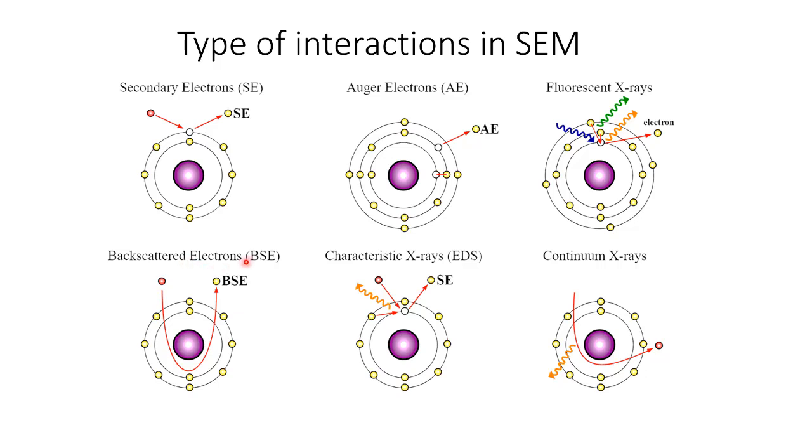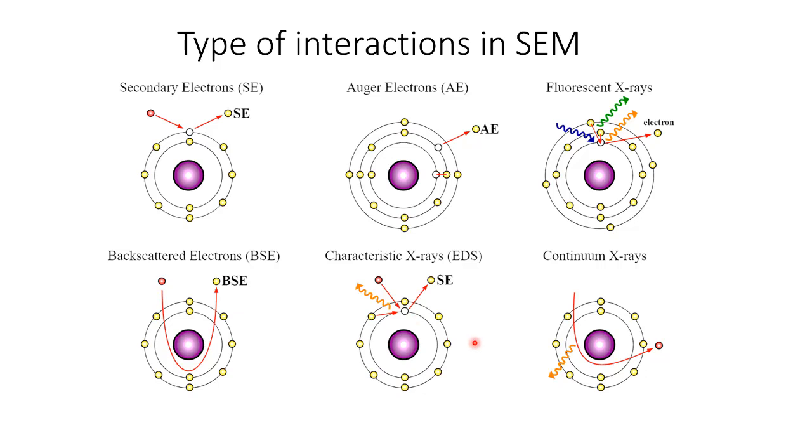Then the backscattered electron. Suppose an electron is falling towards the material, but it is not colliding with any of the electrons. It is not knocking anything out, but it is simply going back. That is the backscattered electron.